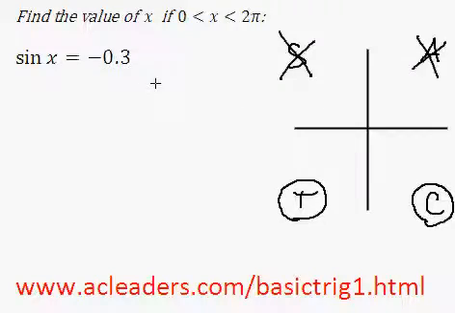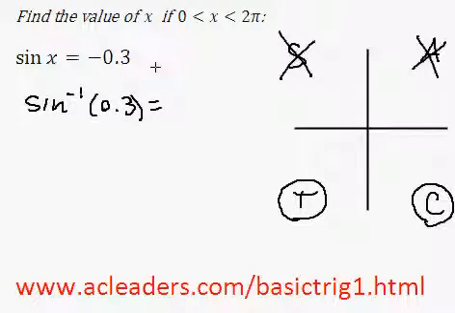Okay, so my suggestion to actually get started will be for you to find the reference angle, and that will be in the first quadrant. And how do we find that? The reference angle is going to give us both the answers here and here. I can just go sine inverse of positive 0.3 to find the reference angle. And I'll show you why that will be useful.